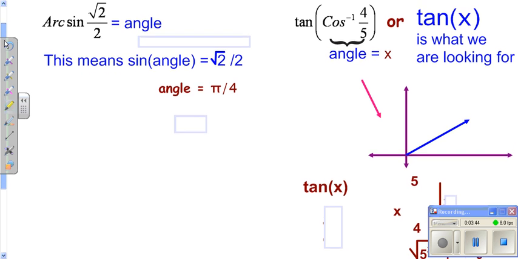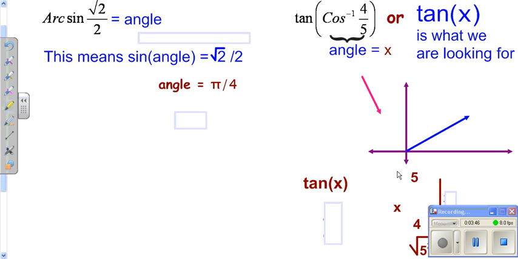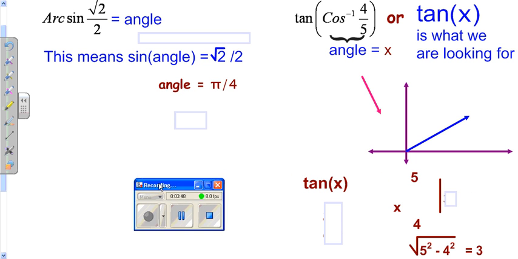So let's take a look at the next one here. It's a little bit more complicated looking, but keep in mind we have tangent, and then this right in here is cosine inverse of 4 over 5. Cosine inverse, any inverse trig function, is always an angle. So everything in the parentheses is representing an angle. I'm going to just call that angle x. So in other words, if this whole thing here is an angle, and I call it x, I'm really looking for just tangent of x.